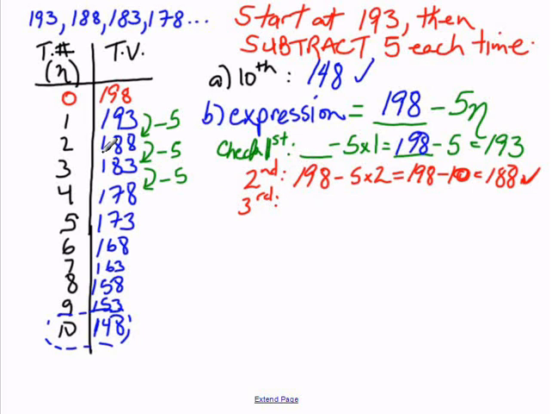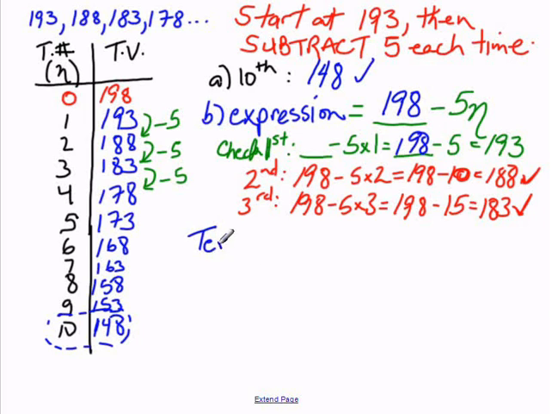If I can do the first three, I'm always good. 198, take away 5 times 3. Well, 5 times 3 is just 15. 198, take away 15 is 183. Perfect. The third number of the pattern is indeed 183. Now I'm confident, and now I know for sure my expression is correct. So to calculate any term value that I want, I'm going to use this expression. 198 take away 5 times n, the term number. Sweet.